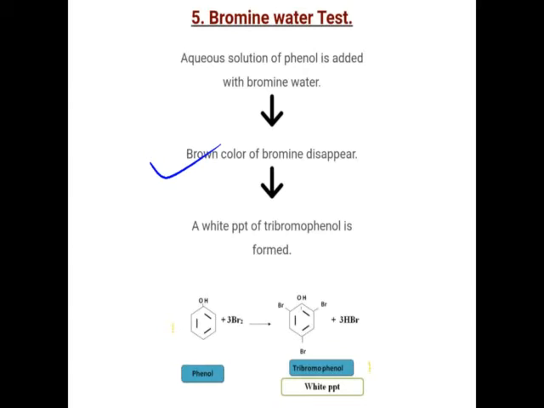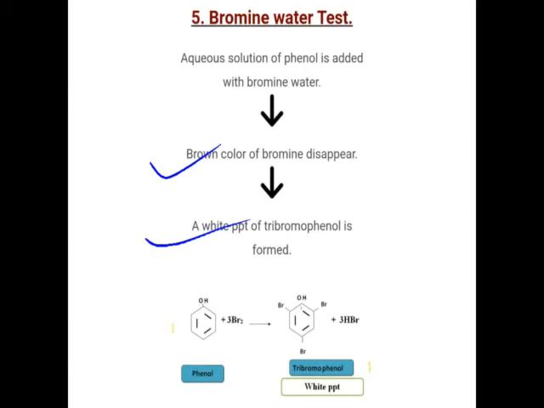The color of bromine is generally brown. If you have gone through the color of bromine, it is generally a brown color. Okay, if that brown color disappears and white precipitate is formed, that means there is a presence of phenol. That means when we add bromine water, the brown color of bromine disappears, and in place of the disappeared brown color we get a white color precipitate. If we are getting such a white color precipitate, it indicates that there is a presence of phenol.